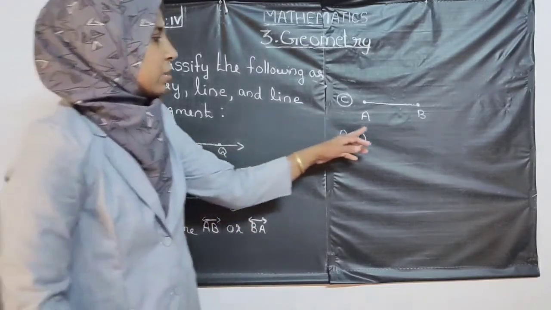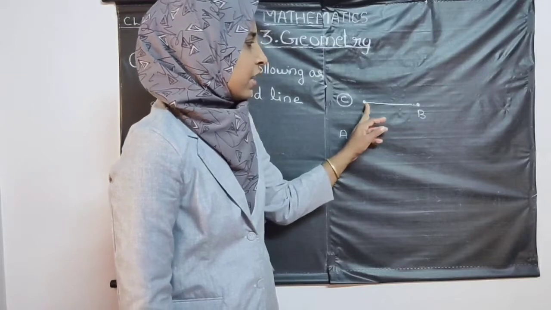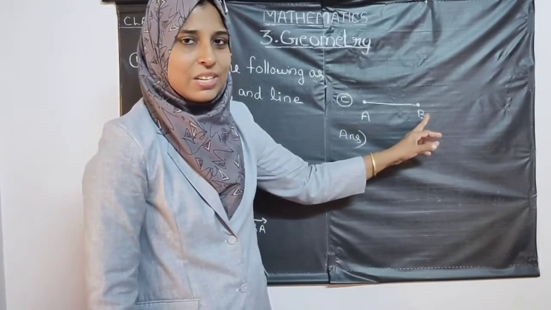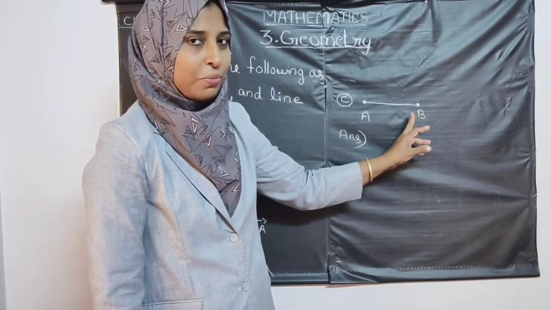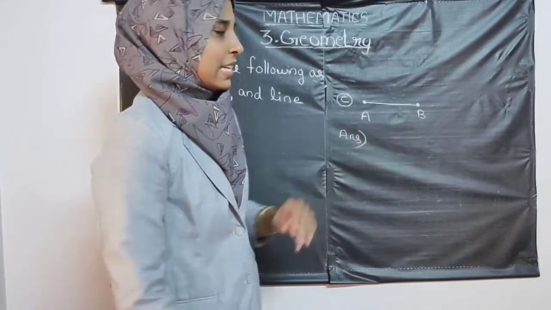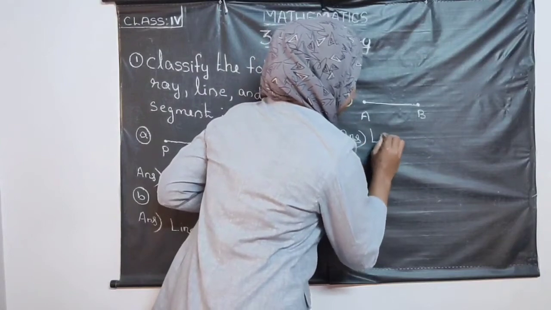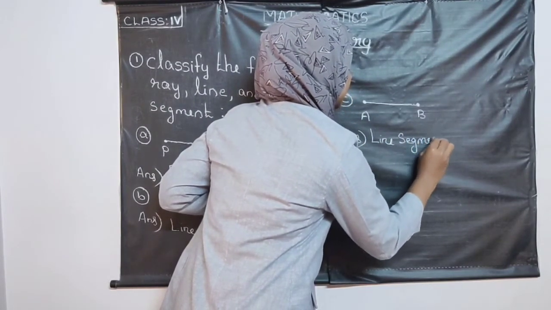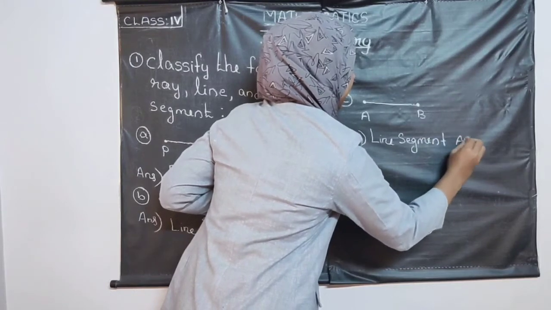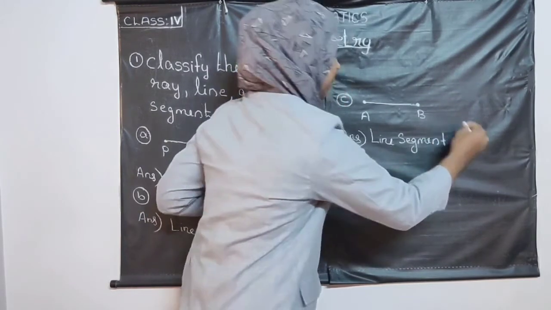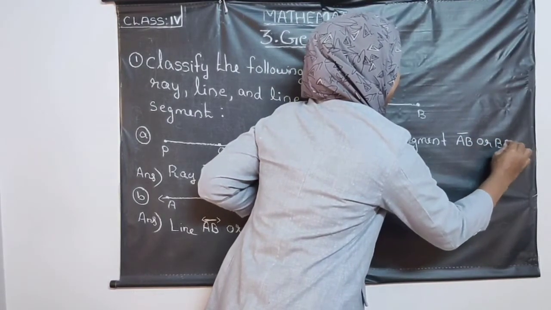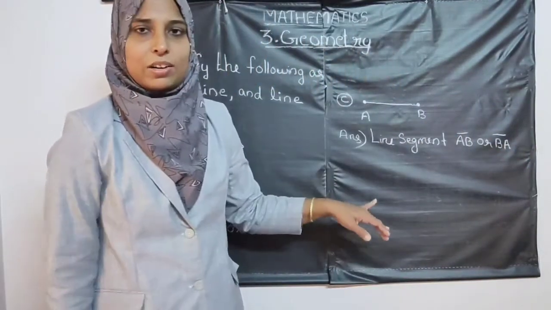Got it? Next one, our last one. Look here. Here we have two endpoints. So we can say this is a part of a line. So this is a line segment. Line segment AB, or we can write BA. Got it, children?